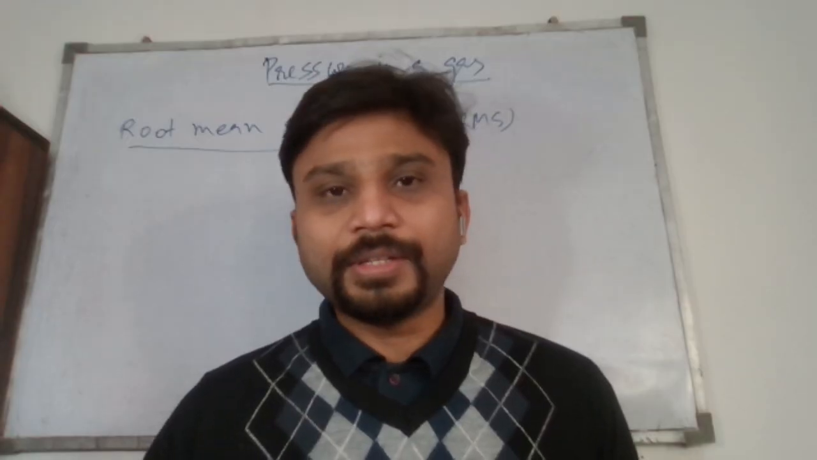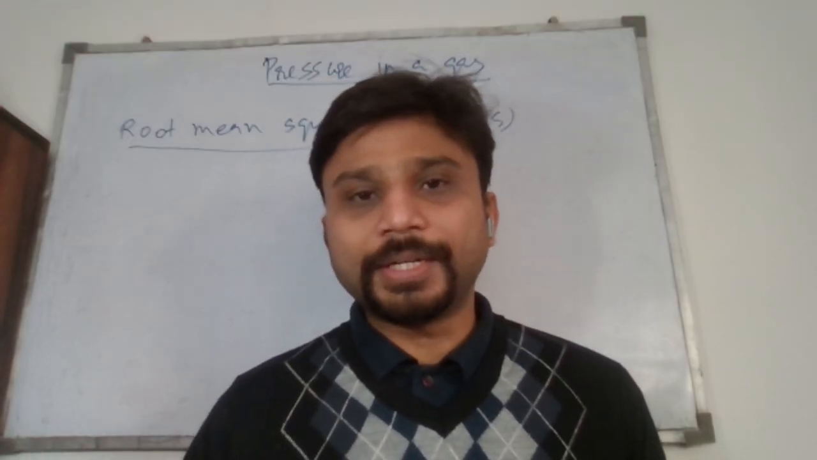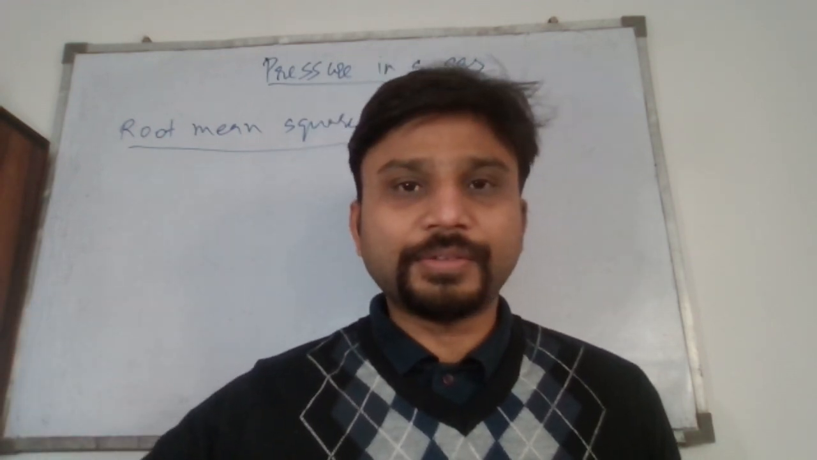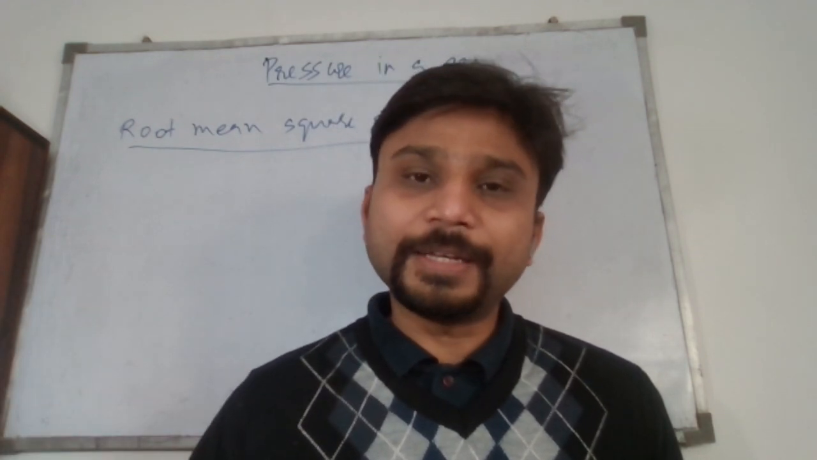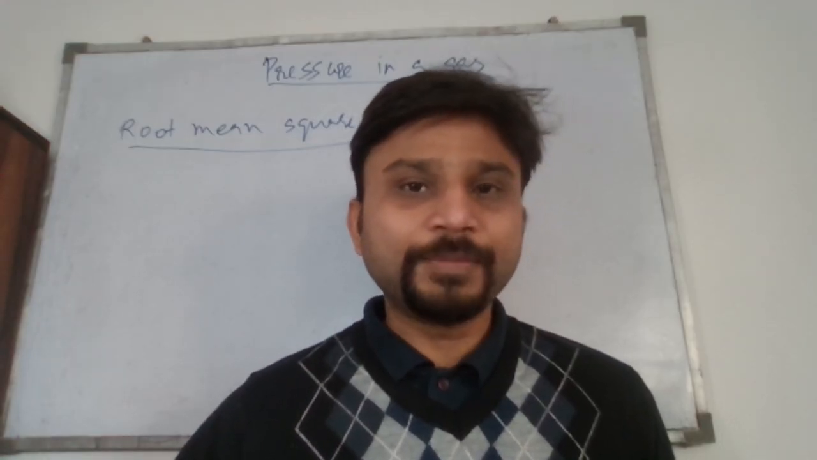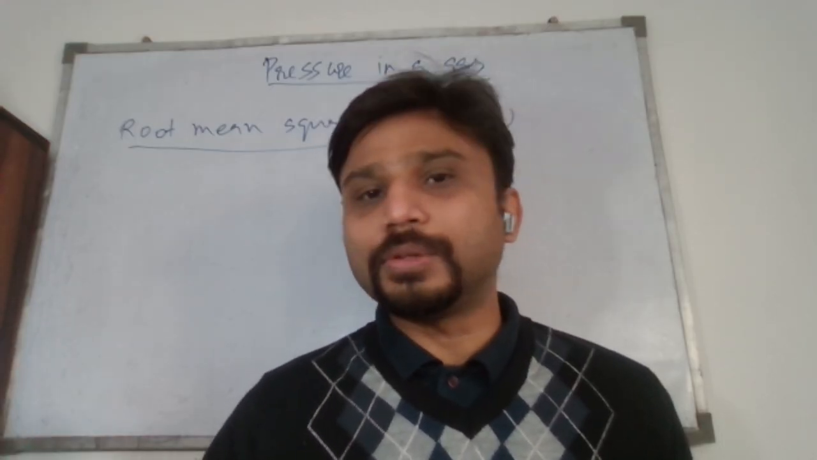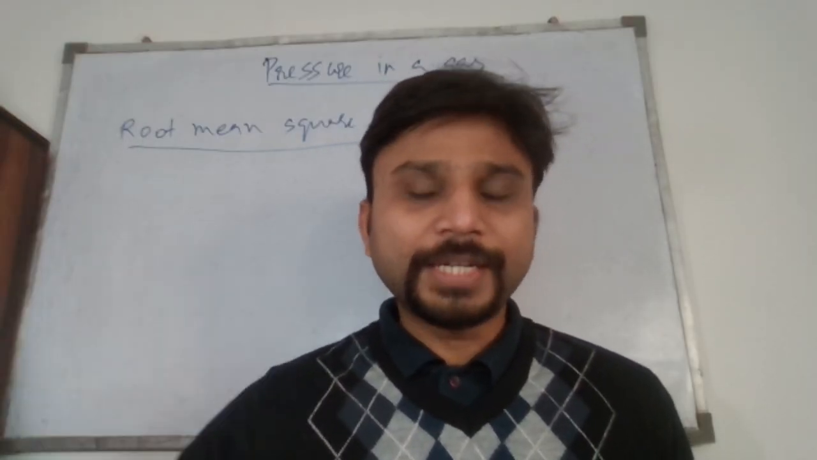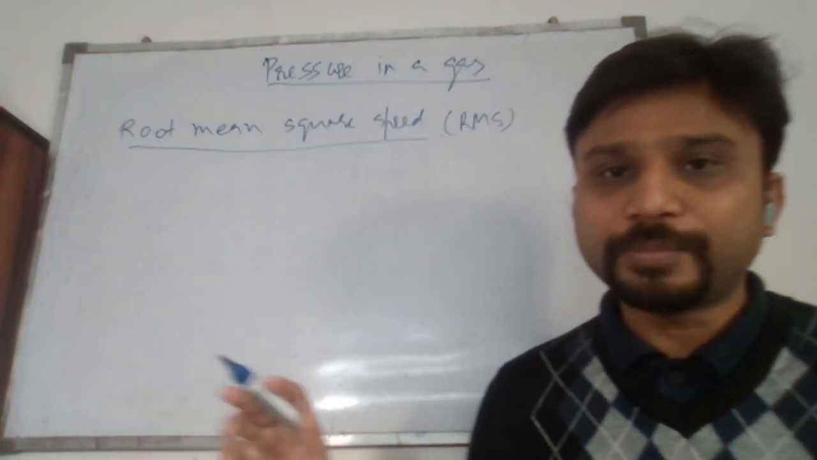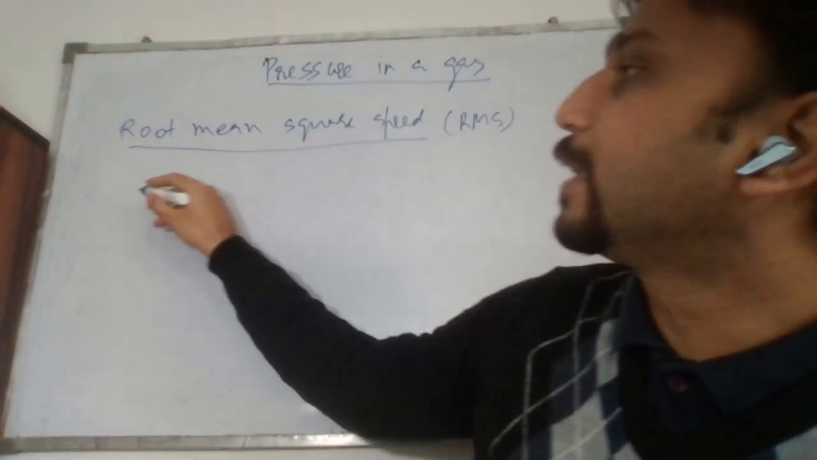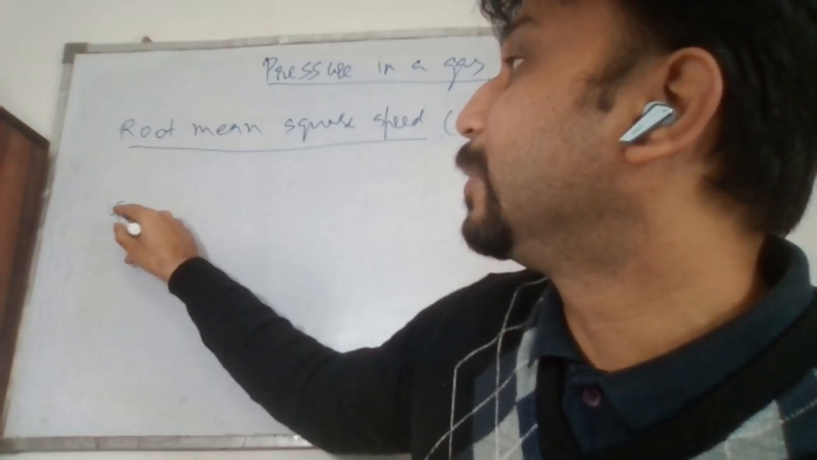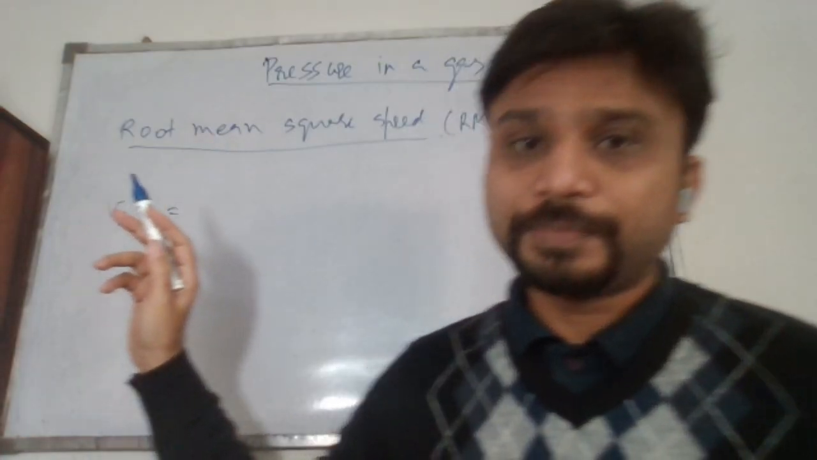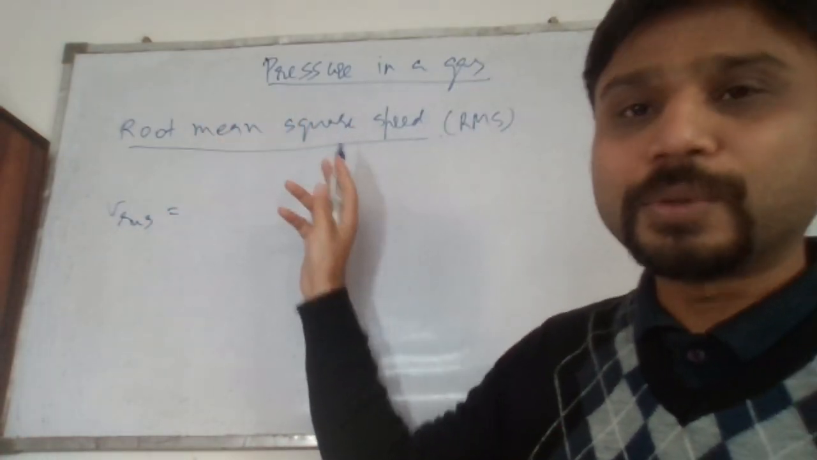Repeating what I'm saying: I have the speed of a particle, I square it. I add all the squares of the speeds which I have taken. I divide them by the number of particles. That means I have taken the average of all the squares. And then I take a square root of the whole thing to get the root mean square speed. So how do we remember what we have done? By making a note of this order.